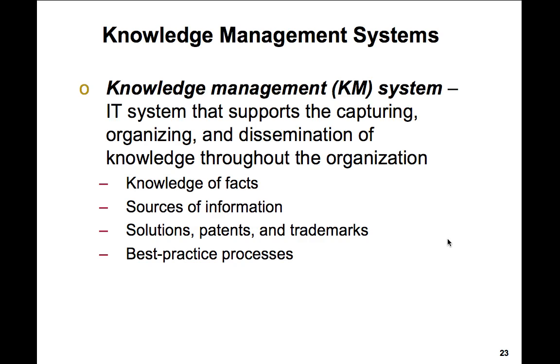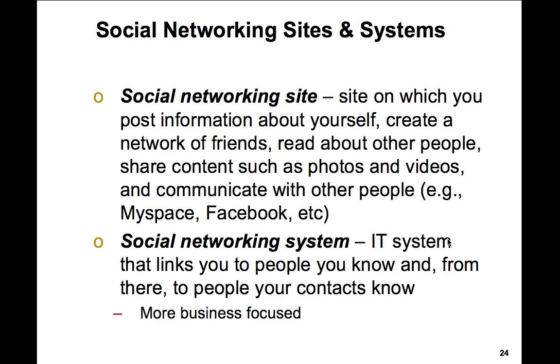And what we're looking at is knowledge management systems. So we can use knowledge management systems to automate what happens and to actually create new products, new services, figure out what we're doing. So IT support for capturing, organizing, and disseminating the information. So we have knowledge of facts, sources of information, suppliers, customers, solutions, patents, trademarks, best practices, processes. So the more information gets out, the more we can use it. And then IT, in terms of information systems and strategic advantages, tells you, well, use it.